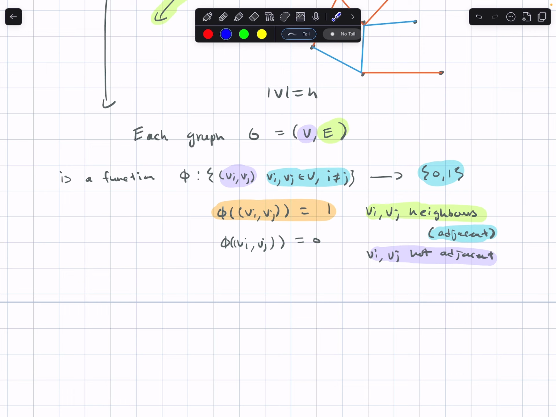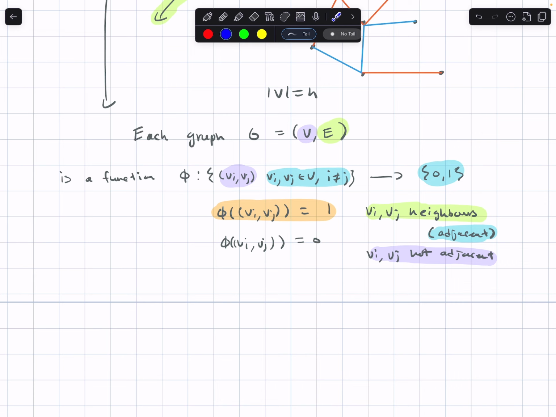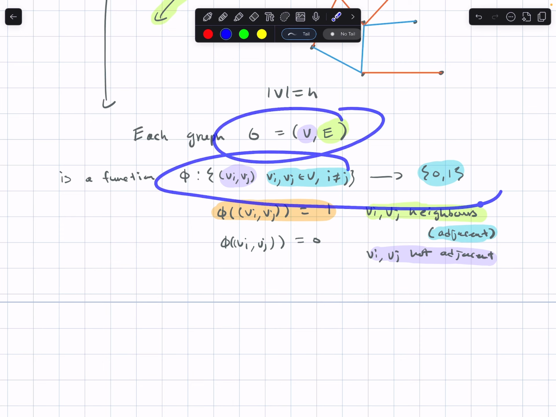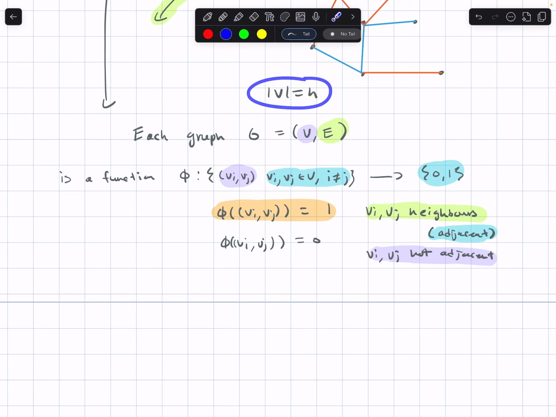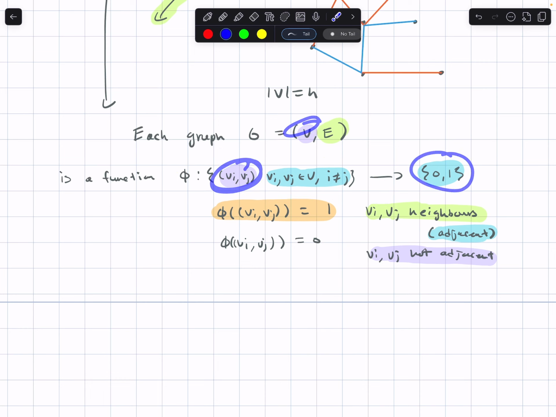Because if some function phi1 sends V_i and V_j to 1, they're connected. Phi2, if it sends V_i and V_j to 0, then it doesn't connect them with an edge. They're not adjacent, and you get a different graph, right? So there is what we would call a one-to-one correspondence between the set of graphs with vertex set V and the set of functions from the set of ordered pairs of distinct vertices in V to the set {0, 1}.